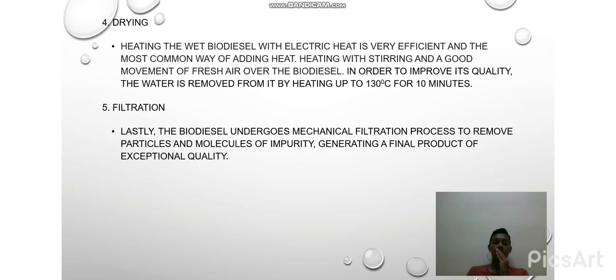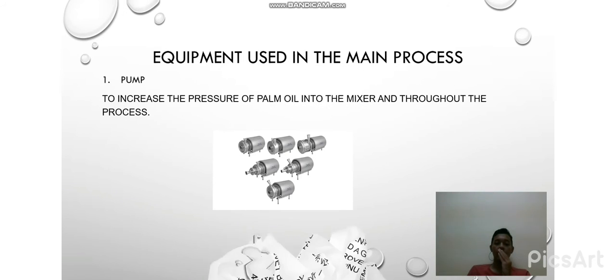The equipment used in the main process is, first, the pump, to increase the pressure of the palm oil into the mixer and throughout the process. Second is the mixer. The palm oil and alcohol are mixed. Thirdly is the compressor. The compressor compresses the mixture of palm oil and alcohol before heating.